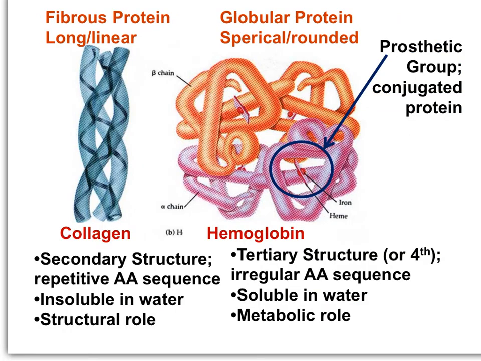Fibrous proteins, which are long and linear, tend to be composed of primarily secondary structure with repetitive amino acid sequences, and they tend to be insoluble in water, and they play a structural role. Globular proteins tend to be spherical, rounded. They tend to have tertiary or fourth level structure with an irregular amino acid sequence. They tend to be soluble in water, and they have a metabolic role.